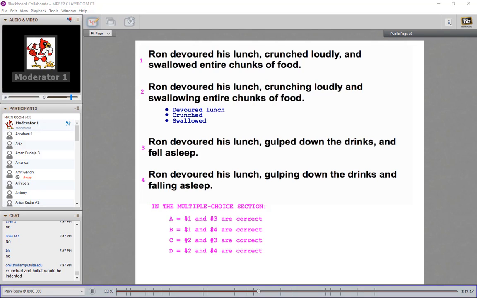Because these are not three things. Yeah, you would indent that. That's what you would do. This is nonsense, the way this is done. Because these are not A, B, and C, or 1, 2, and 3. It doesn't make any sense. Because crunching and swallowing describe how somebody ate lunch.